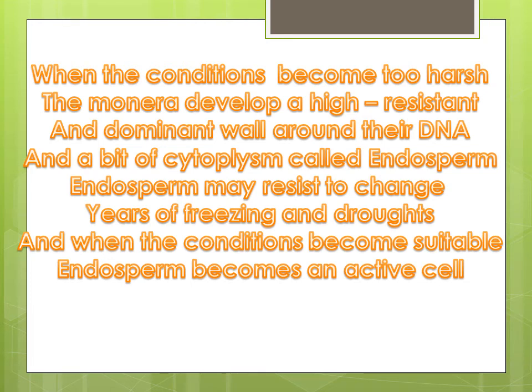Now here I am with the conclusion. When the conditions become too harsh for a bacterium to live, it develops a highly resistant, dominant wall around its DNA to protect it, along with a bit of cytoplasm around the DNA. This is called the endospore. The endospore resists years and years of freezing as well as droughts. And when the conditions become favorable again, the endospore becomes an active cell, and the Monerian has survived the harsh climatic conditions.